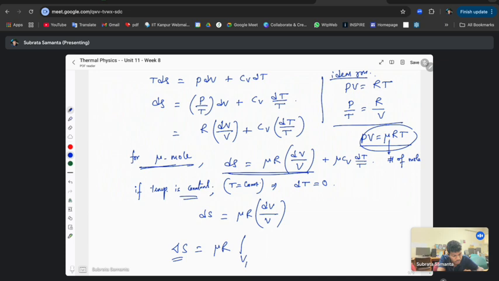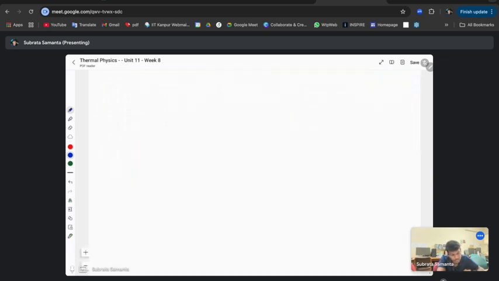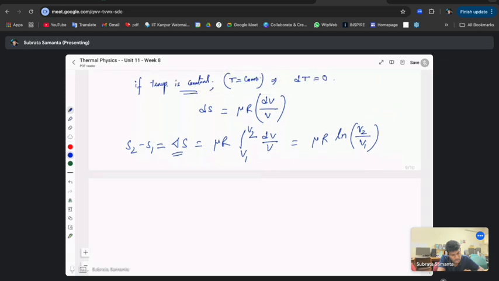So from volume V1 to V2, dV over V, this becomes nu times R ln V2 over V1, right? And this delta S is basically S2 minus S1. So that is the change in entropy, delta S. So in the given problem, V2 is basically 2V when V1 is V.